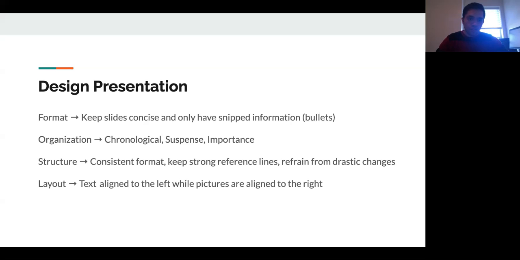The organization can be chronological. It can be what is important, or how a component is used or broken down, or which subsystem goes before the other, in terms from the frame up or from the subsystems out. Layout is also very important, as I pointed out earlier. Being consistent with keeping the text to the left or pictures to the right, or vice versa, as long as you're maintaining that throughout the presentation.